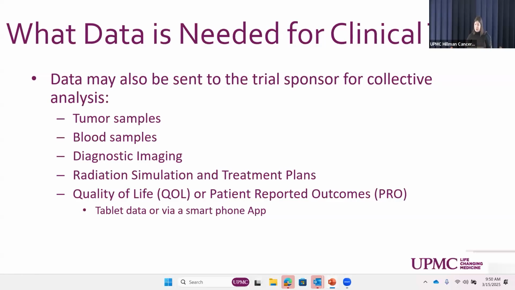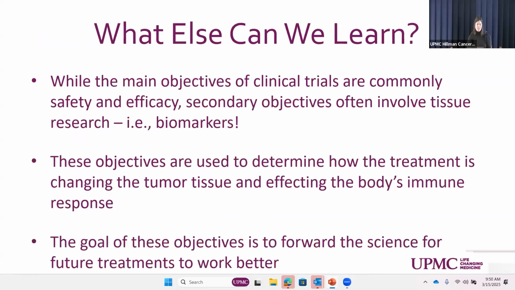Going back to those tumor samples, the blood samples, imaging for any radiology, so CT scans, MRIs. If it's a trial with radiation, we might send the simulation and the treatment plans. And quality of life and patient-reported outcomes are really important, going back to our patient question about long-term side effects. We really care about this stuff. These are often either paper, which we're entering into a database, or if there's something like a tablet or a smartphone app, that gets routed to the sponsor as well, again, for that collective analysis.